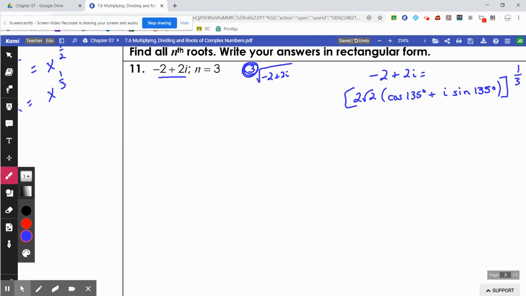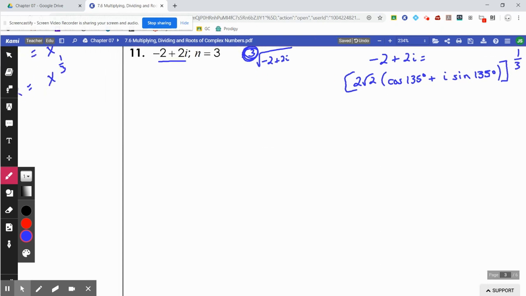So let's follow the exact same rules that we just did. Let's take our number out front, our 2 root 2. Let's raise it to the 1/3 power. Then let's take each of our angles and multiply it by that power. Multiply by 1/3 and you get cosine 45 degrees plus i sine of 45 degrees.